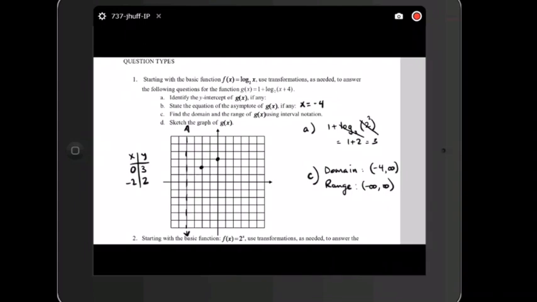I can also plug in -3. If I plug in -3 for x, I get -3 plus 4, which is 1. And this is just something that hopefully is familiar to you, and it's something important to remember. Log of any base of 1 is always 0, and then 0 plus 1 is 1. So when we plug in -3, we get 1. And that would be the sketch of the graph.